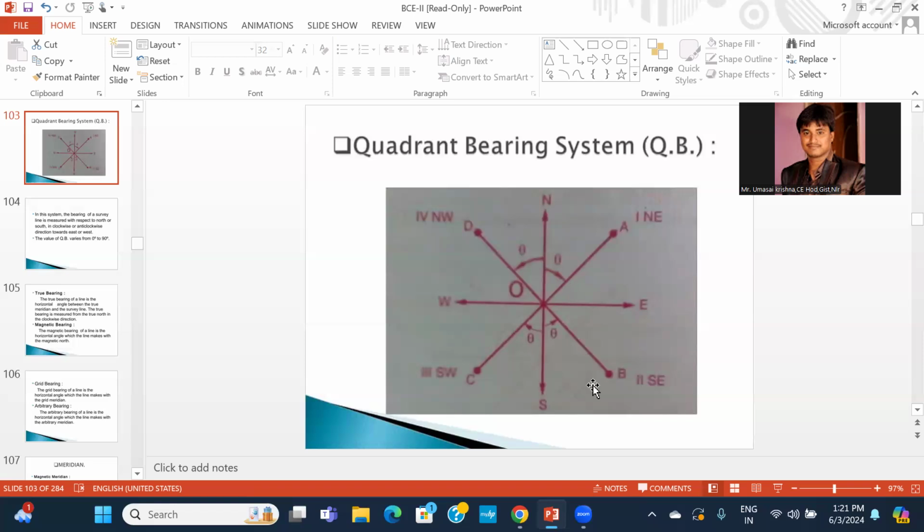Here, if that point B is making an angle of 60 degrees, then it is represented as south 60 degrees east, but not east 30 degrees south. It should not be represented as east 30 degrees south. It should be represented only by taking the south pole as the reference. If the point is in the third quadrant, then it can be south theta degrees west. This is how the quadrantal bearing system represents. The angle will be from 0 to 90 degrees only. So this is the quadrantal bearing system.